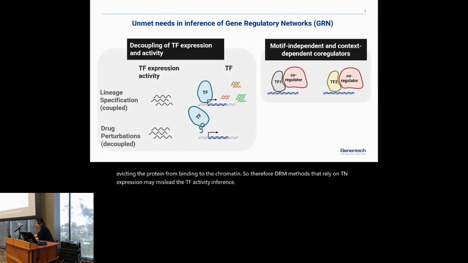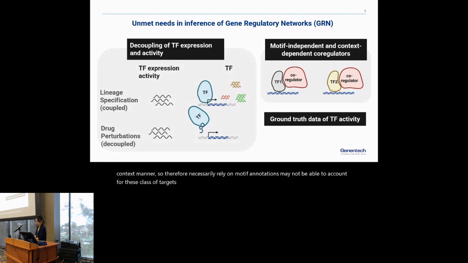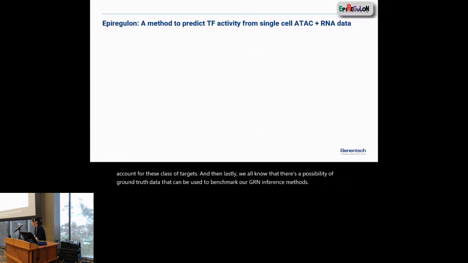And then the second limitation is that there's this class of transcriptional co-regulators that do not bind to the chromatin directly, but instead interact with different transcription factors in a highly context-dependent manner. So therefore, methods that rely on motif annotations may not be able to account for this class of targets. And then lastly, we all know that there's a paucity of ground truth data that can be used to benchmark our GRN inference methods. So we introduced Epiregulon.